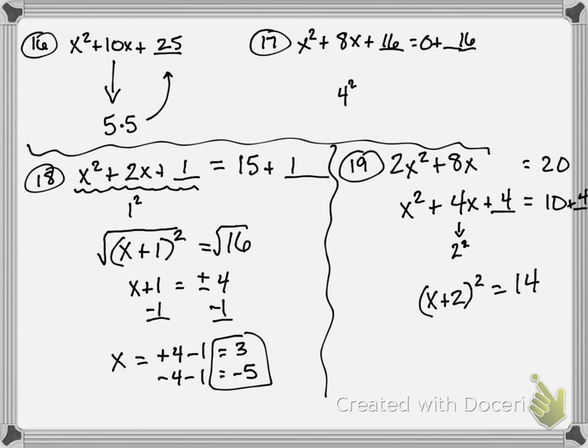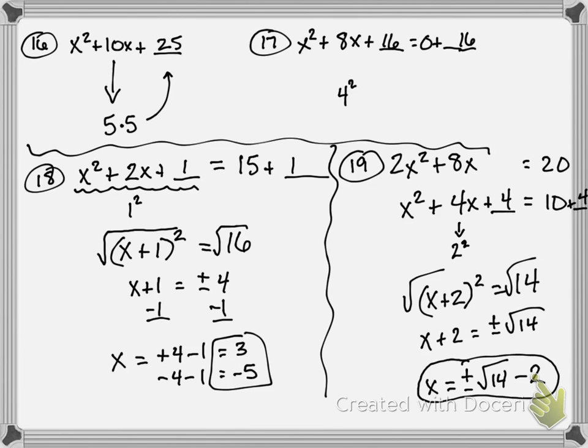Now what? Square root. So x plus 2 equals positive or negative square root of 14. Subtract the 2 over at the end. So x equals positive or negative square root of 14, minus 2. Very good. Okay?